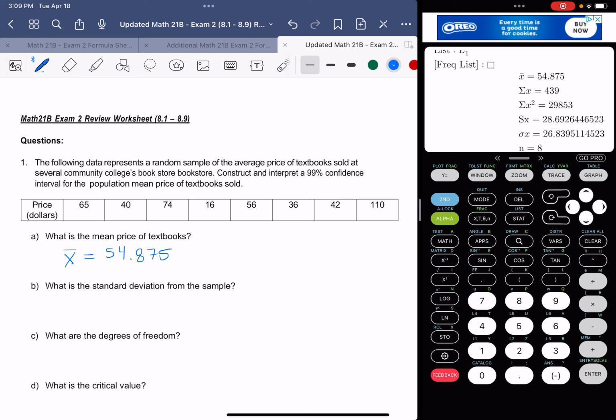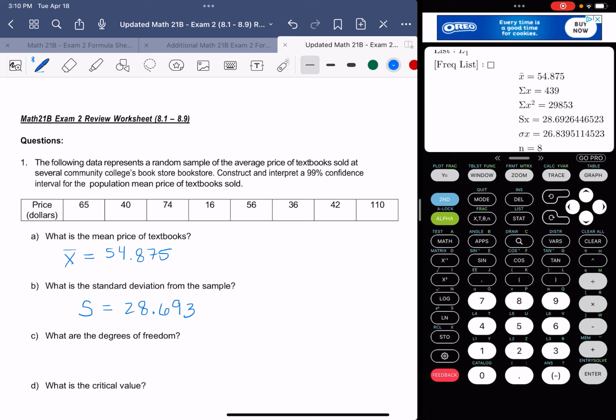Part B, what is the standard deviation from the sample? That is also from our calculator. So on our calculator, what should I look at? Sx. The Sx, good. Sx is the standard deviation. When you write it out, though, you just do s. You don't have to write Sx. And that is 28.693. I'm still just going to 3 decimal places. All right. So the mean and standard deviation are just from our calculators, yeah? Yes. Okay. Part C, what are the degrees of freedom?